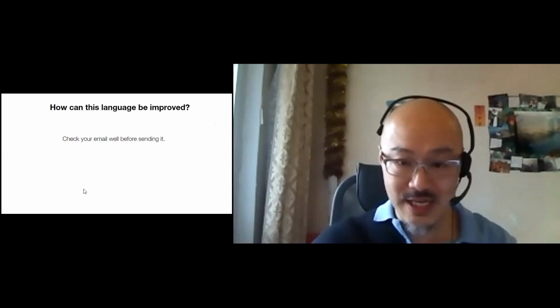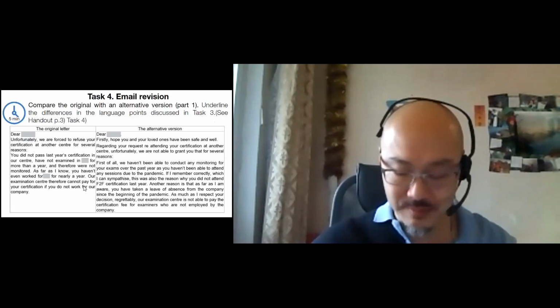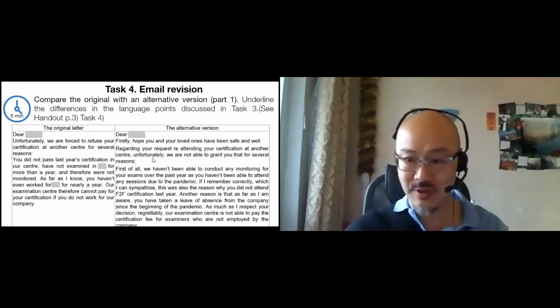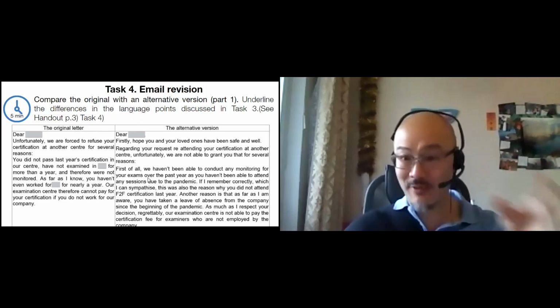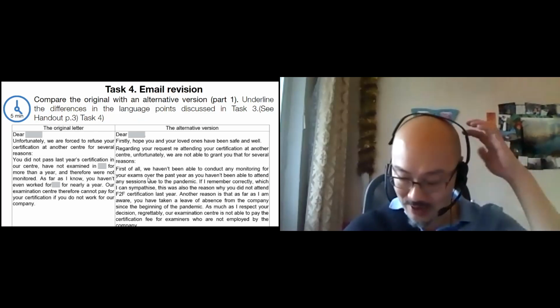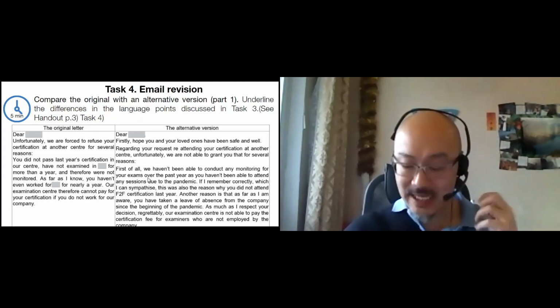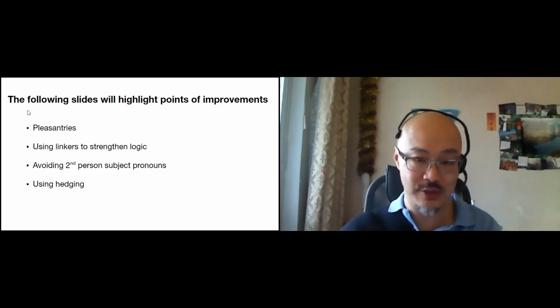So in this part, in task 4, this is the original letter on the left and an alternative version on the right. Only the first paragraph. You can see that the right side is a lot longer. Now, compare the original letter with the alternative version, only the first part, and underline the differences in the language points discussed. So these are the points which I want you to highlight. So only 4 points.